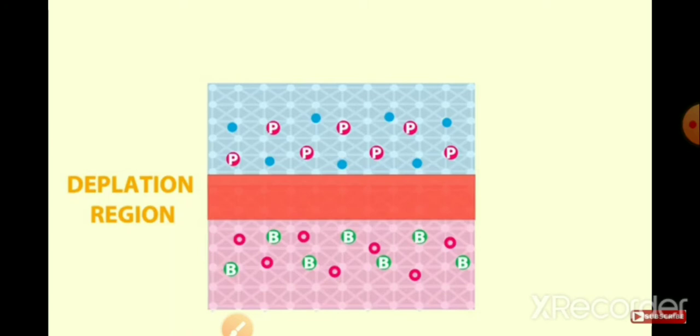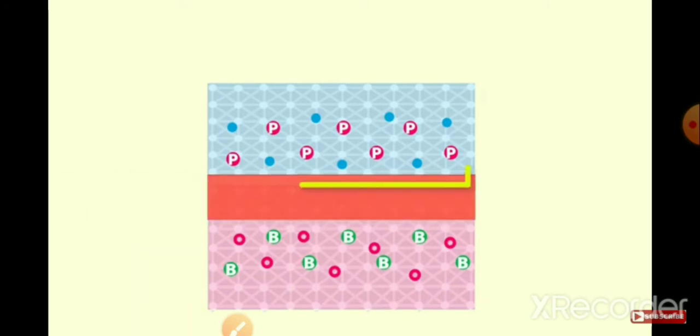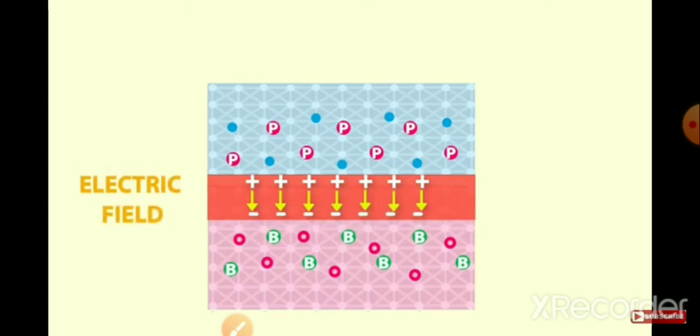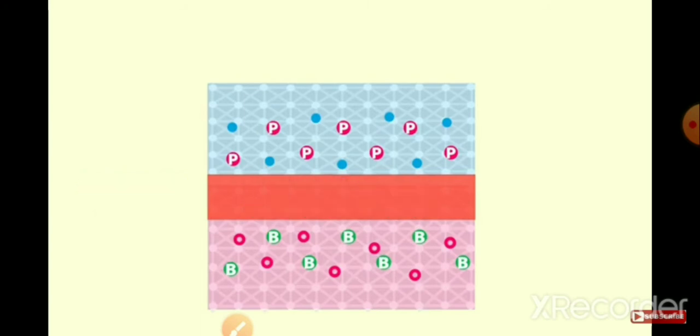As a result, a depletion region is formed, and we have to see that there are no free electrons or holes in the depletion region. Due to migration of electrons from the boundary of the N region, this N region boundary will become slightly positively charged, while the boundary of the P side will become negatively charged, and an electric field will be formed between the N region and P region. This electric field will provide the necessary force to migrate the electrons from the N region to the P region.